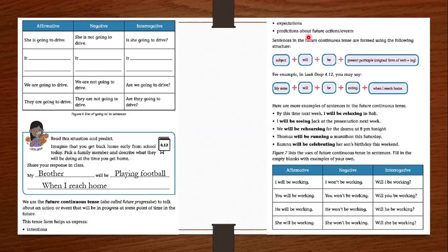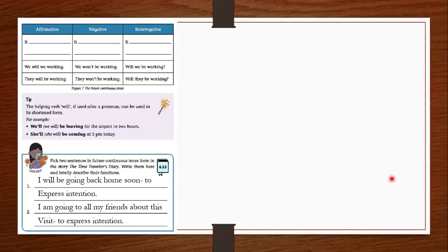Okay, we have seen the structure of the future. Here we are going to see the structure or the formula of the future continuous tense. It should be subject plus will plus be plus present participle, that is using ing, gerund, at the end of a verb. One example is, my sister will be eating when I reach home. Again we have some examples given here at the bottom, affirmative, negative, and interrogative, and we have discussed this, and you are going to do this as self work.